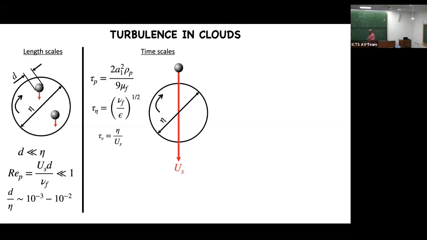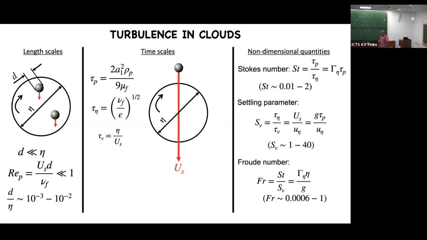And then you have time scales. One time scale is the time it takes for the droplet to lose its momentum: if I impart some momentum, how quickly does it lose that momentum, which is the relaxation time scale. You can have a time scale based on the Kolmogorov eddy, and you can have a time scale based on the time it takes for it to settle across a Kolmogorov eddy, which is what I was saying initially for the crystal problem, that is, how rapidly does it fall down.